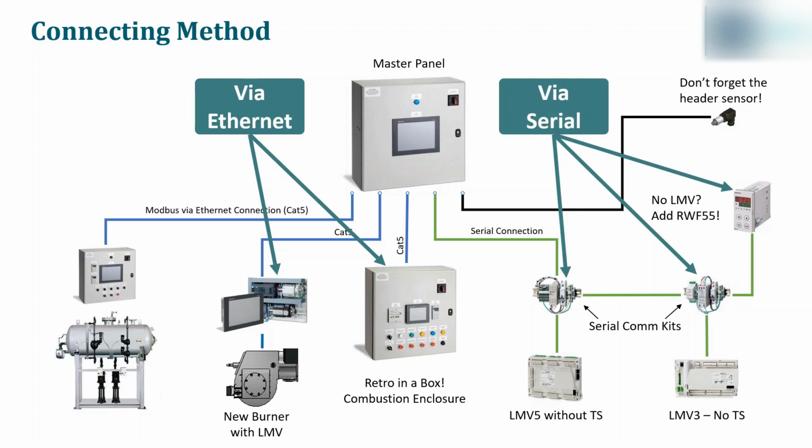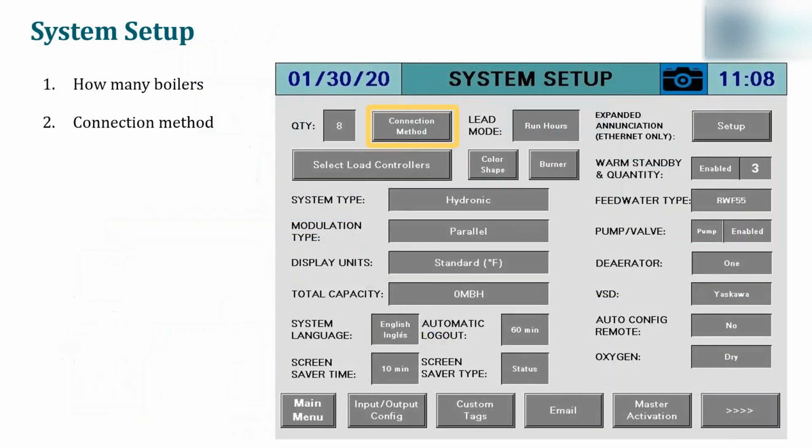Good way to remember that: if you need a serial COM kit, then those boilers are being connected via serial connections. The RW55 doesn't need a serial COM kit, but it is a serial connection it's using to come back to the master panel. So you're going to simply click on the connection method. It'll bring up a menu where you can select which type of method for each boiler. Simply select via serial or via Ethernet, and away you go.